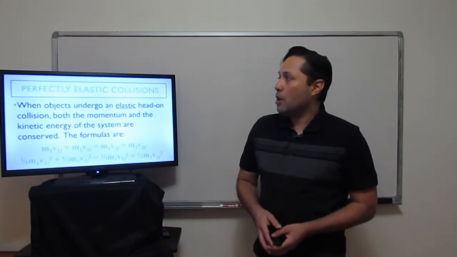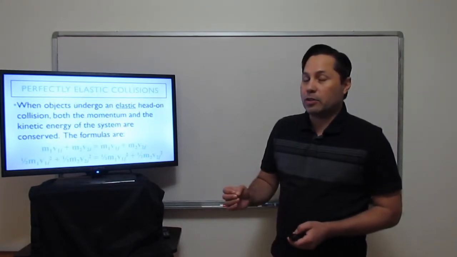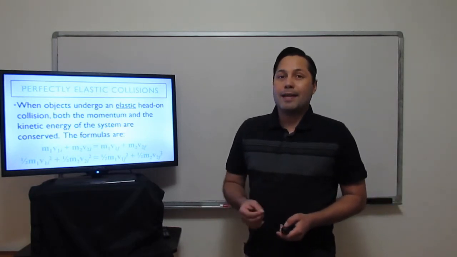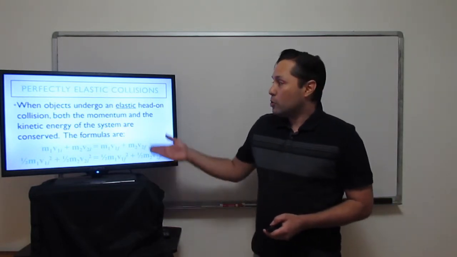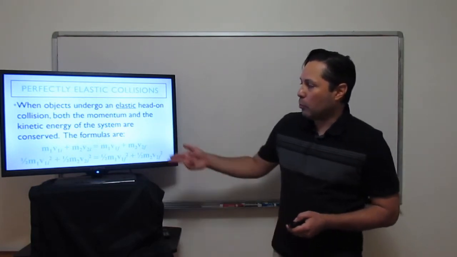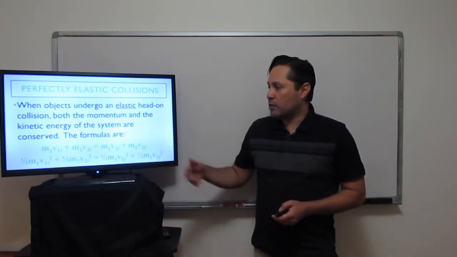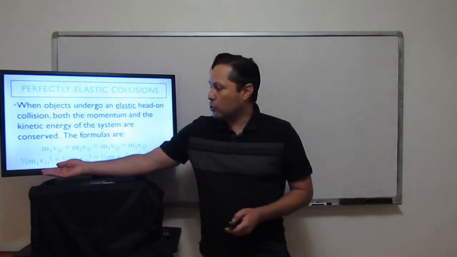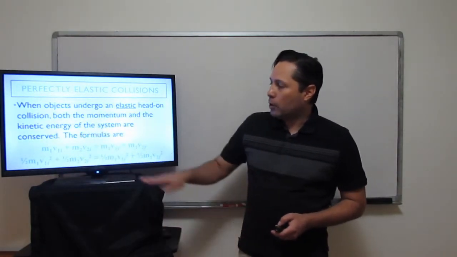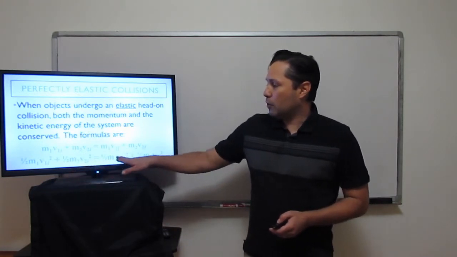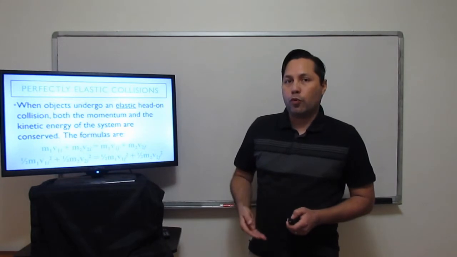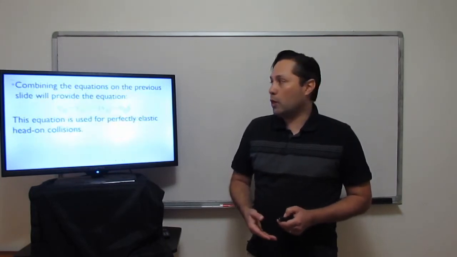So let's get started. What is a perfectly elastic collision? A perfectly elastic collision is one where momentum and kinetic energy are conserved. So the formulas we'll be using are both the conservation of momentum as well as conservation of kinetic energy. Here we have kinetic energy initial and final for object 1 and 2. We're going to use both of those formulas. Another formula we'll use as well is the following.